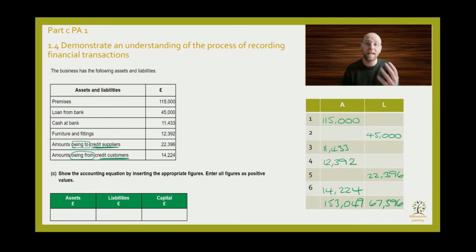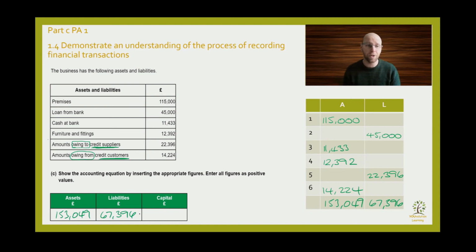So in the question, it gives us a box to put the value of assets and the value of liabilities in. So I'm just going to put assets 153,049 for the asset total, and then for the liabilities total, it's going to be 67,396. Now we've entered the figures in, and this is where we need to make sure we understand the accounting equation.